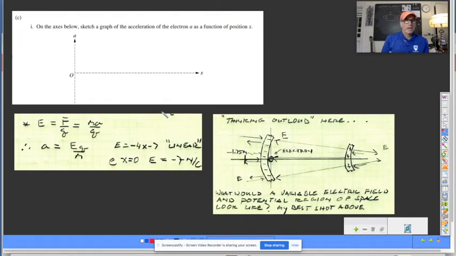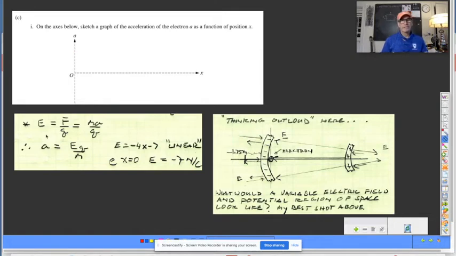All right, part C. On the axis below, sketch a graph of the acceleration of the electron as a function of position x. Start with the definition to get an idea of what this graph is shaped like. I can't assume it's linear or a constant. It is linear, but not a constant.